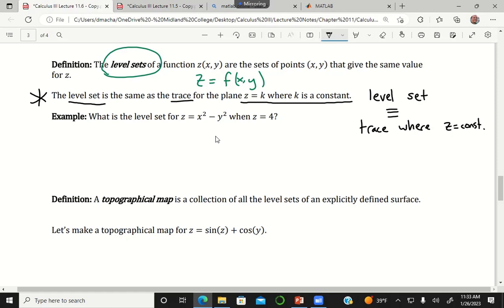So I might ask you, what is the level set for z equals x squared minus y squared when z is equal to 4? So I'm just setting the value of my function equal to a constant, in this case 4, and we would get the equation 4 equals x squared minus y squared. And this is the equation for a hyperbola.